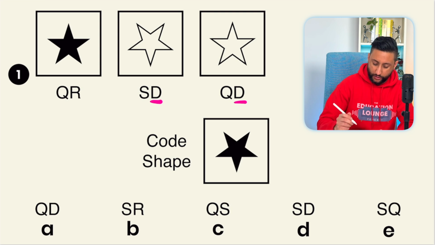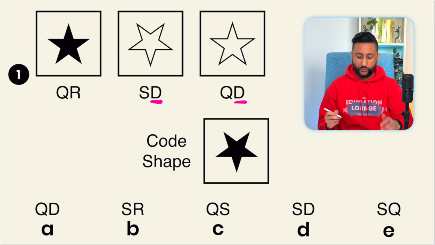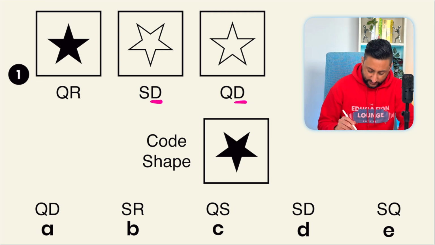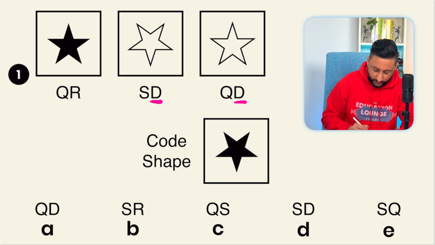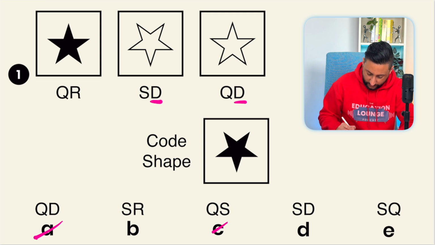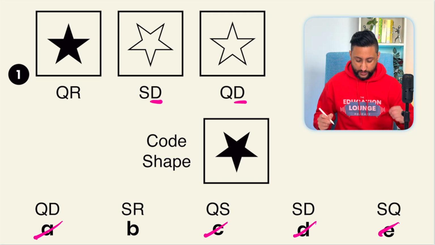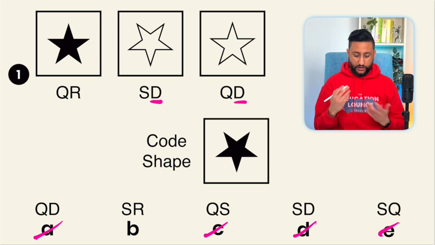Is our code shape black or white? In other words, is it D or R? And it is black, so it's R. Any option that doesn't have an R, I'm going to eliminate. So get rid of that one, and that one, and that one, and that one. We've got our answer already, but let's just go through and look at the other option.